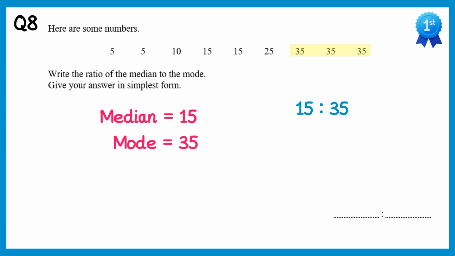and it also says give it in simplest form, so we're looking for a common factor. Both of these divide by 5, so if you divide 15 by 5 you get 3, and 35 by 5 you get 7. So in its simplest form it's 3 to 7.